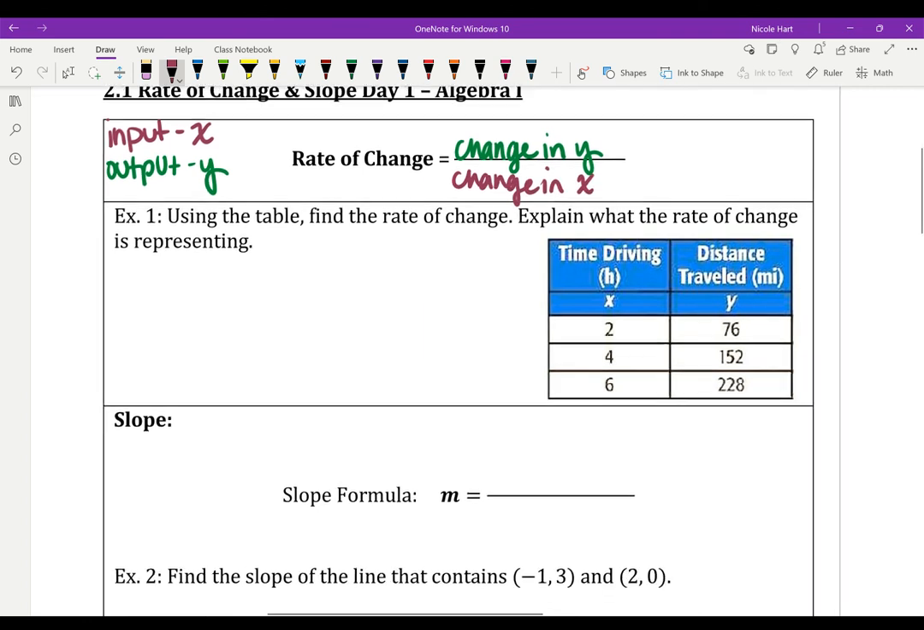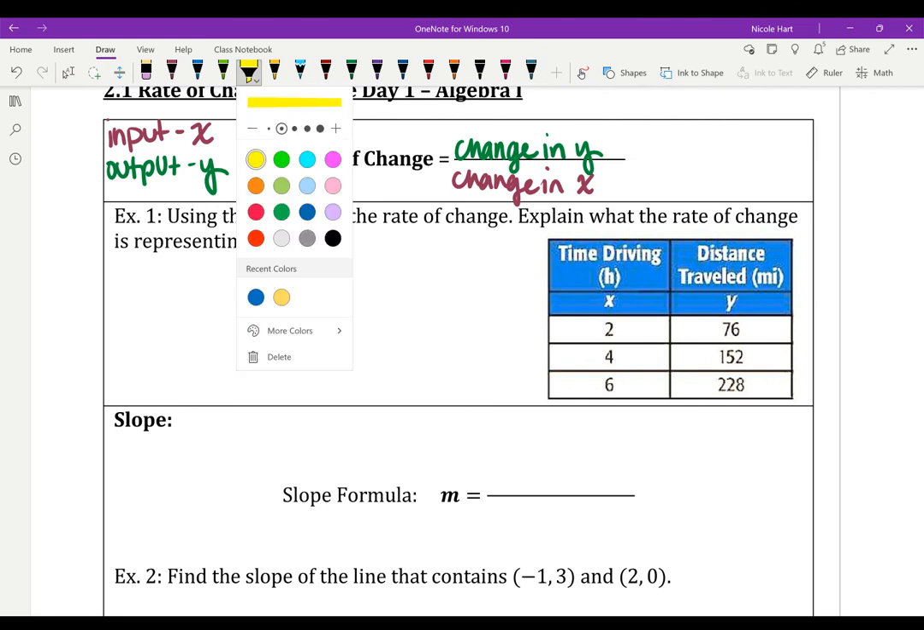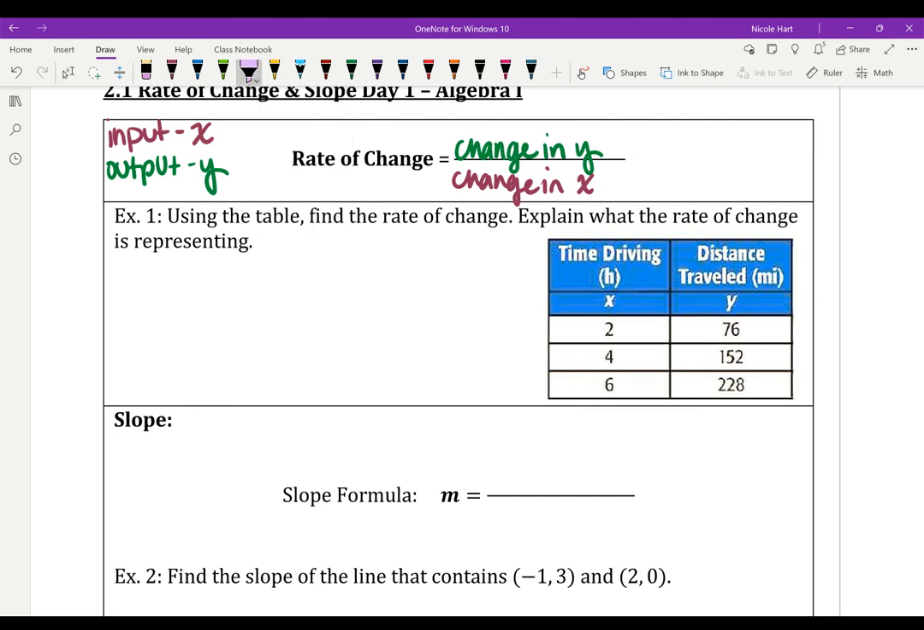And so how much it changes by, so the difference between two Y values and the difference between two X values. So when we have a table, sometimes we might ask you to find the rate of change of something based off of the table. So to find our rate of change, what I want to do is look at the change in our Y values.